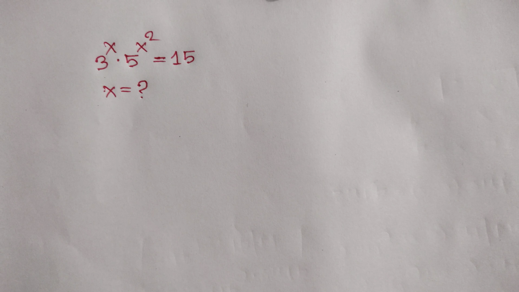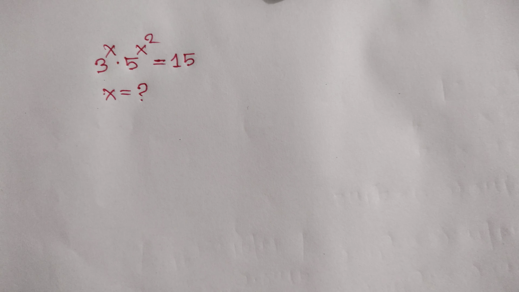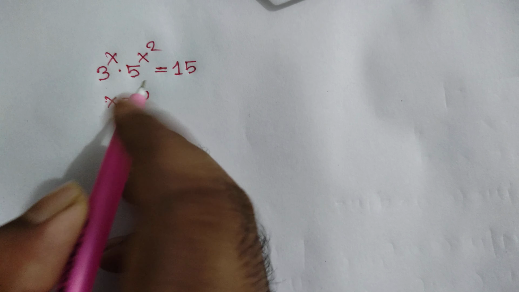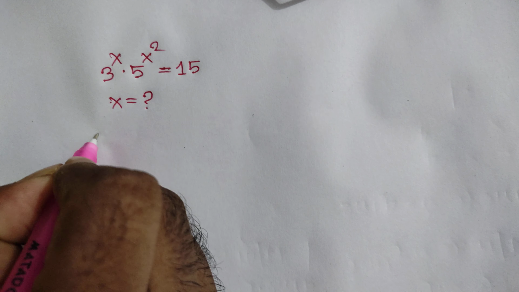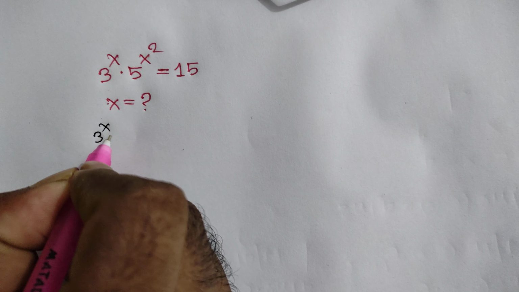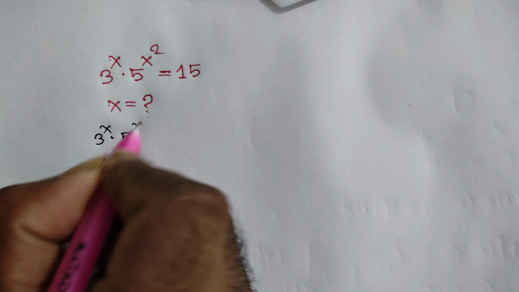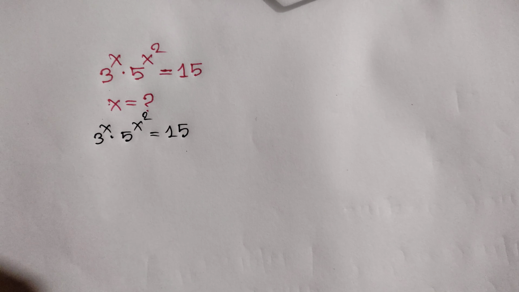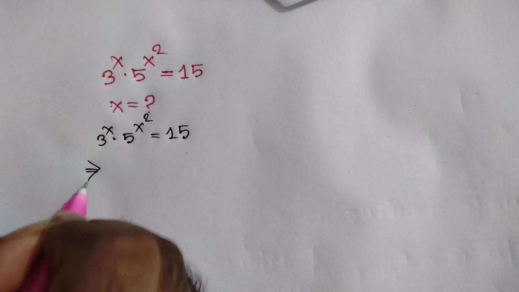In this video I am going to show how to find the value of x where 3 to the power x times 5 to the power x square is equal to 15. The question has given 3 to the power x times 5 to the power x square is equal to 15.